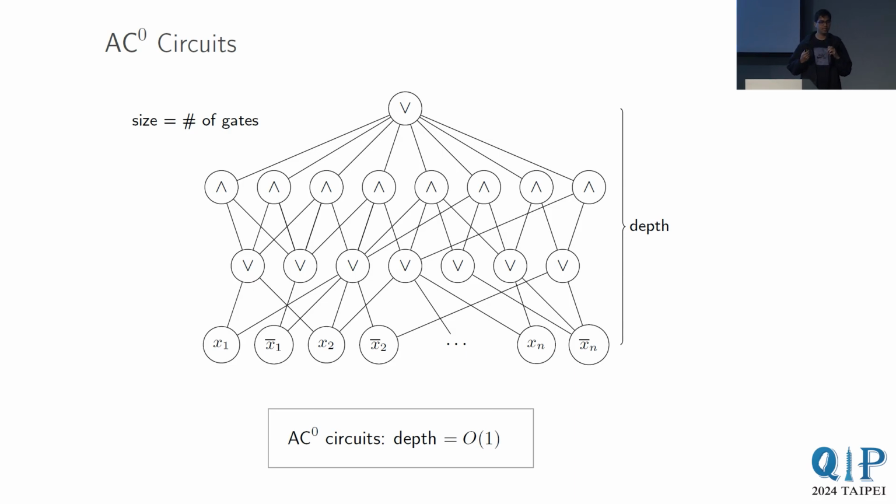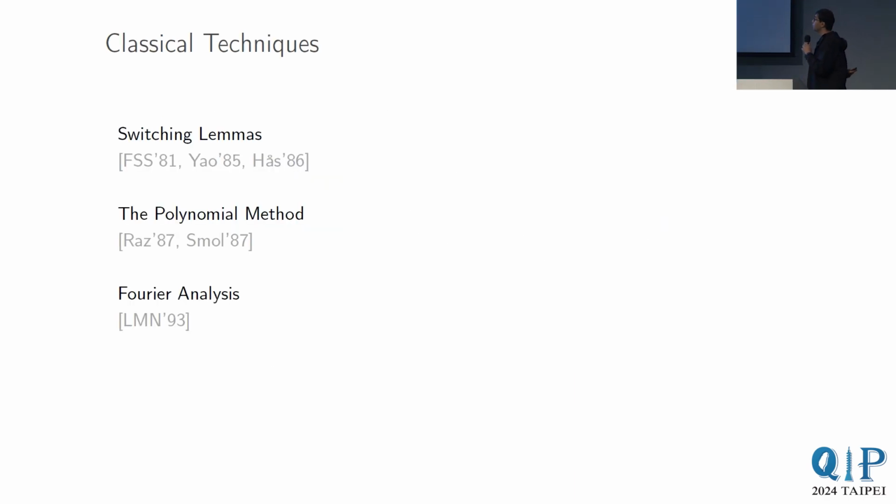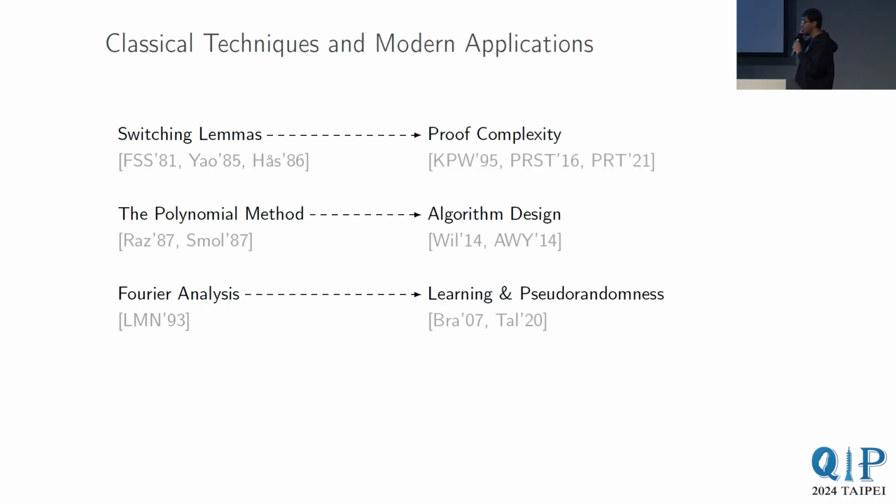And we have a host of classical techniques to prove lower bounds against these kinds of circuits. This is some really nice work back in the 80s and 90s, which allows you to prove circuit lower bounds, such as switching lemmas, the polynomial method, and Fourier analysis. A lot of these classical techniques also have very recent and modern applications in seemingly unrelated areas, like learning theory, algorithm design, and even pseudo-randomness. So it's natural to ask if you can lift any of these techniques to the setting of quantum circuits, right? It wasn't clear to us how to analogize the switching lemma or the polynomial method. There's a very natural way to do Fourier analysis for quantum circuits.